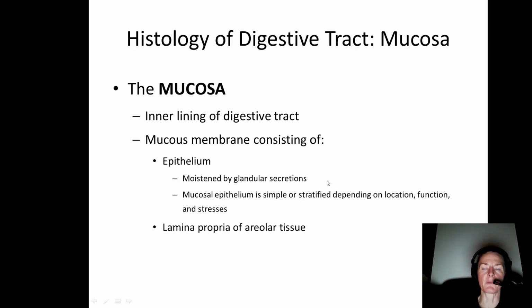The stratified squamous, we're going to see in areas of lots of abrasion, and the simple columnar is what we're going to see in areas of either secretion, absorption, or both. The epithelium, of course, covers the underlying lamina propria of areolar connective tissue, and that's going to provide a route for our blood vessels, lymphatics, and even some sensory nerve endings.